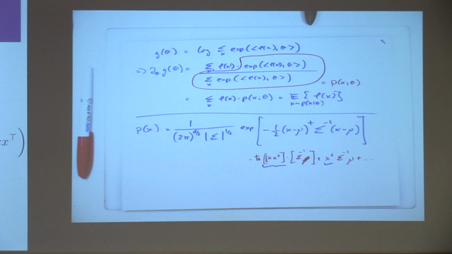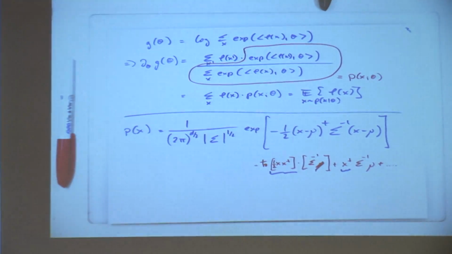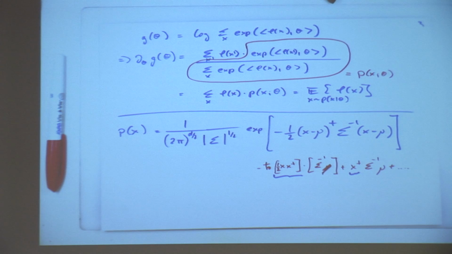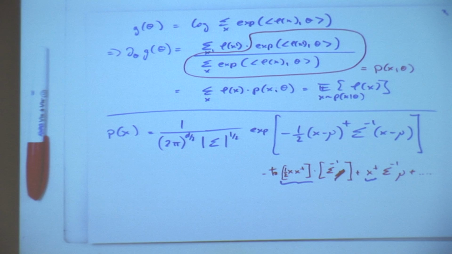We need two sets of parameters, the x transpose as well as the x. So why do I need two sets of parameters? Because I have a linear and quadratic term in x. The quadratic term deals with the covariance. The linear term deals with just the mean offset, shifted accordingly.